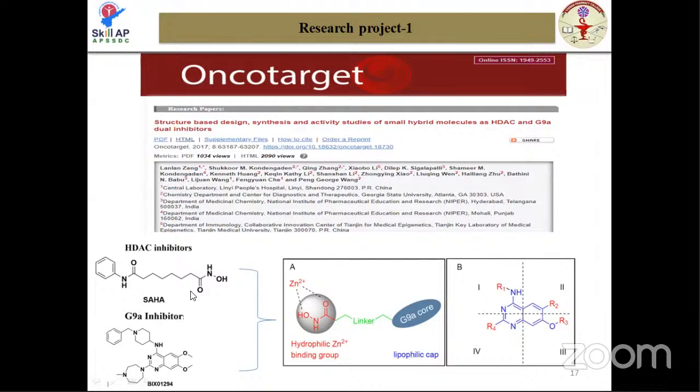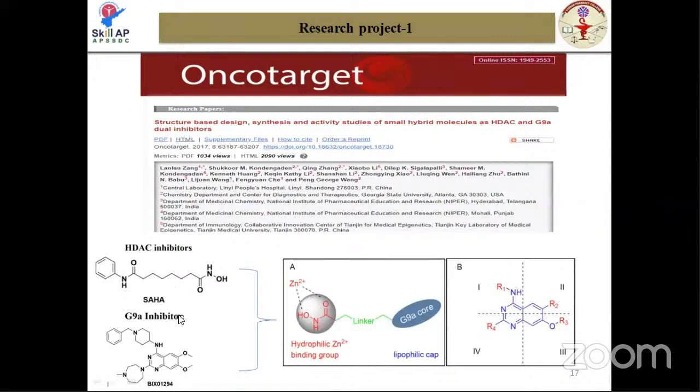Here you can see some of the examples. The HDAC inhibitor is SAHA, and the G9A inhibitor is BIX01294. These are clinical candidates that we can utilize for the treatment of cancer. But their mechanism of action is different. SAHA is acting on HDAC, and BIX01294 is acting as a G9A inhibitor. But we want a dual inhibitor.